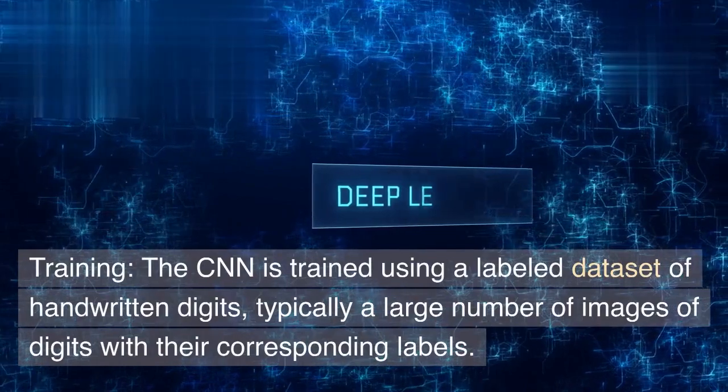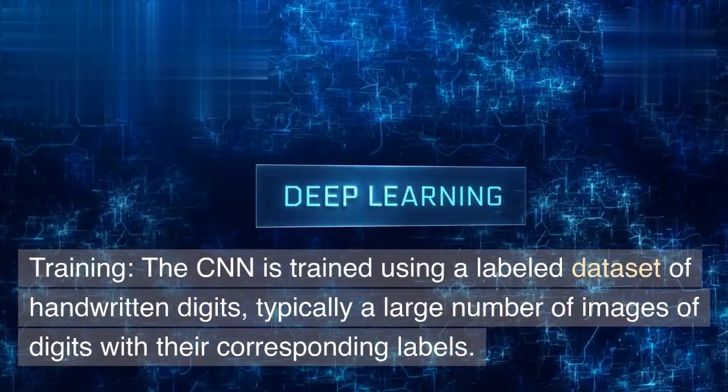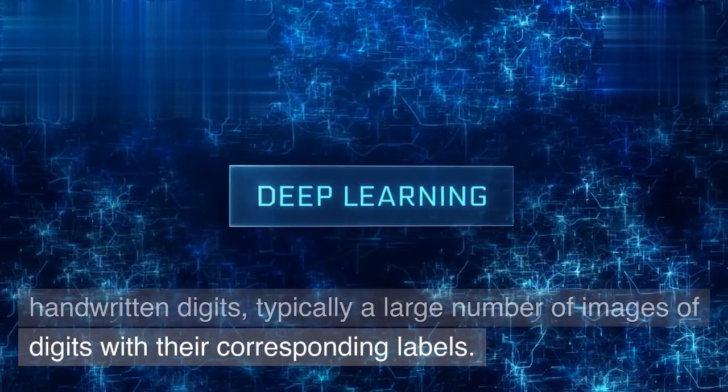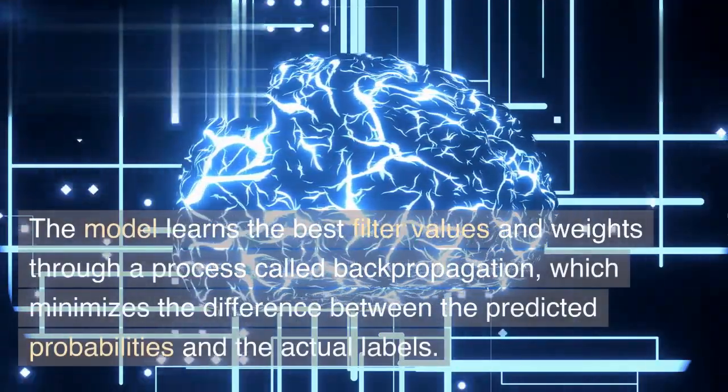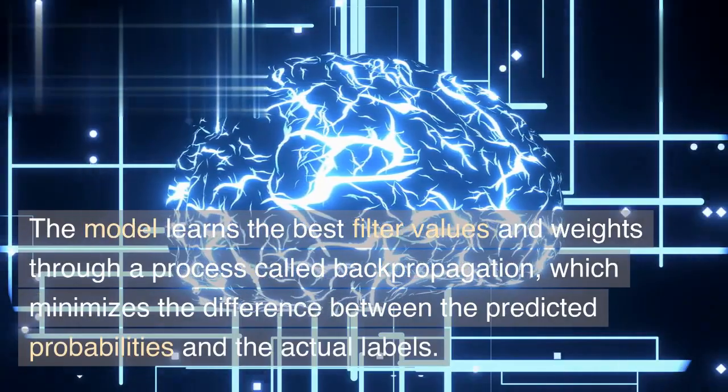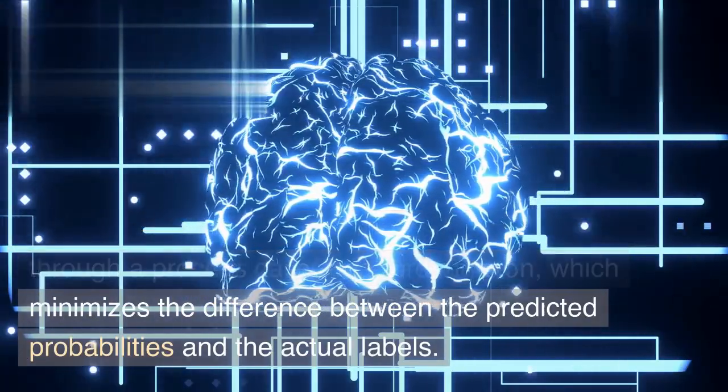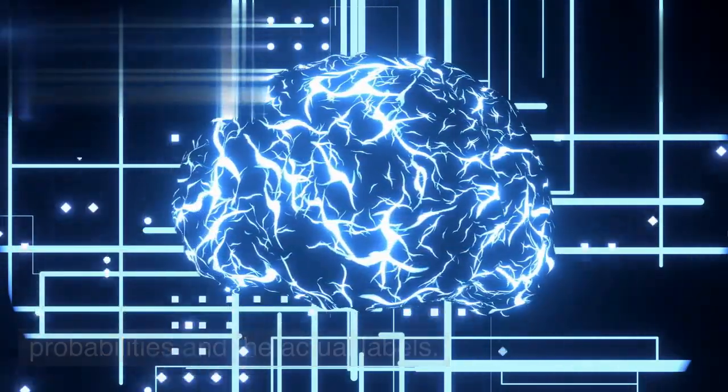Training. The CNN is trained using a labeled dataset of handwritten digits, typically a large number of images of digits with their corresponding labels. The model learns the best filter values and weights through a process called backpropagation, which minimizes the difference between the predicted probabilities and the actual labels.